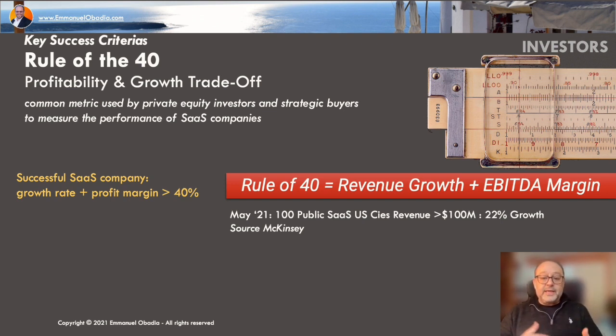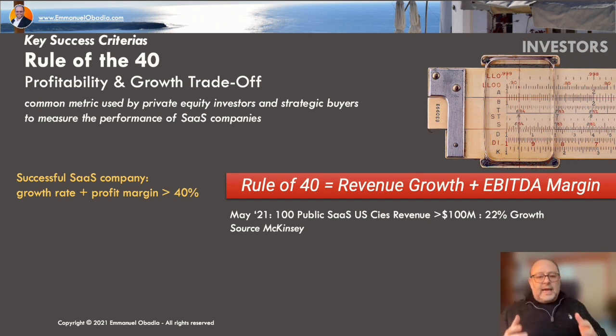For example, a company can reach 40% on a rule of 40 basis in many different ways. It can have 20% revenue growth and 20% EBITDA margin, or 0% growth and 40% EBITDA margin, or at the extreme other end, 40% revenue growth and 0% EBITDA margin.